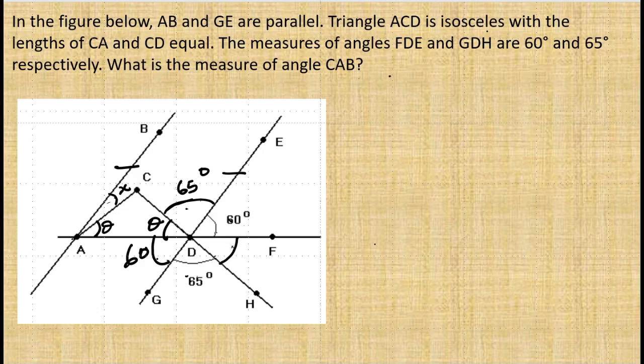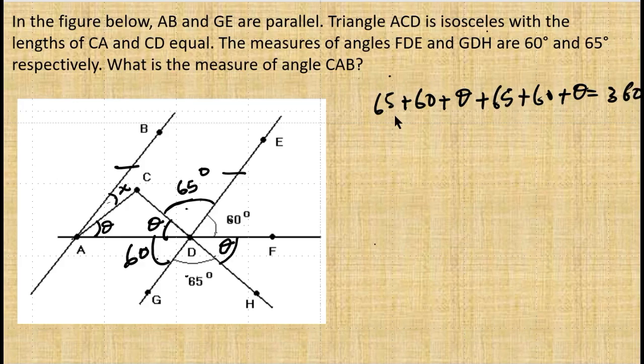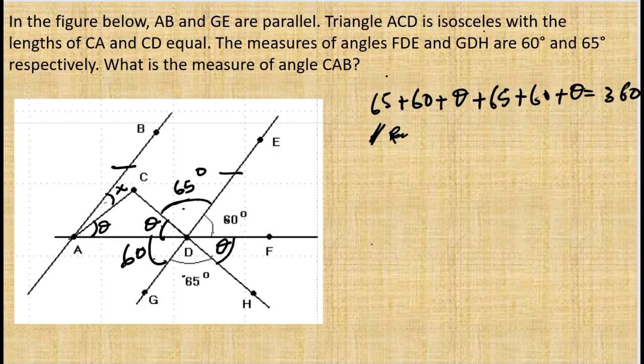Now if you look at this angle closely, you see that this angle and theta are alternating angles. So this angle also is theta. So at the end of the day, I can pick my angles at a point to be 65 degrees plus 60 degrees plus theta plus 65 degrees again plus 60 plus theta equals 360. Now that is what? Angle at a point.